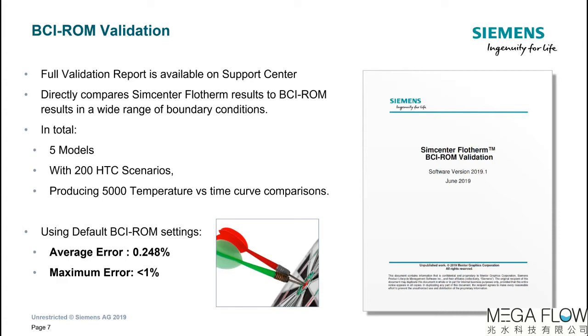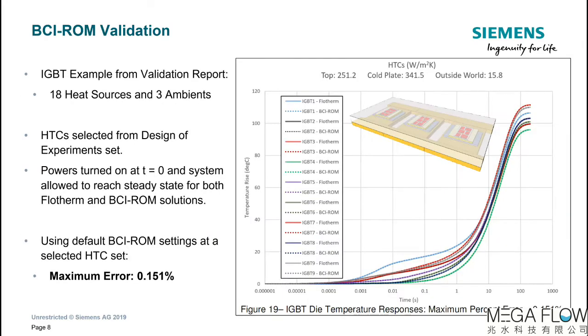And using the default BCI ROM settings for acceptable relative error and heat transfer coefficient range, the average error across those 5,000 curve comparisons was 0.248%, and the maximum error observed was less than 1%. So very impressive technology. I would encourage you to review this validation document if you want to learn more. Here's a quick preview of one of the examples within the validation report.